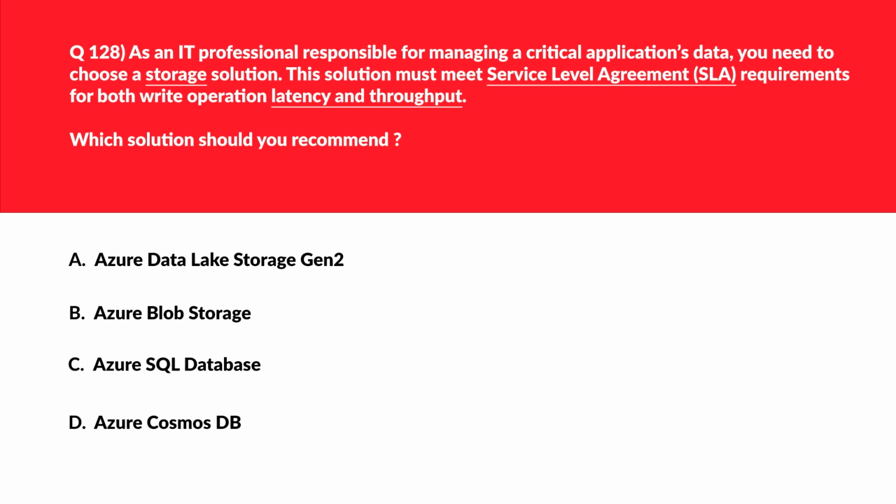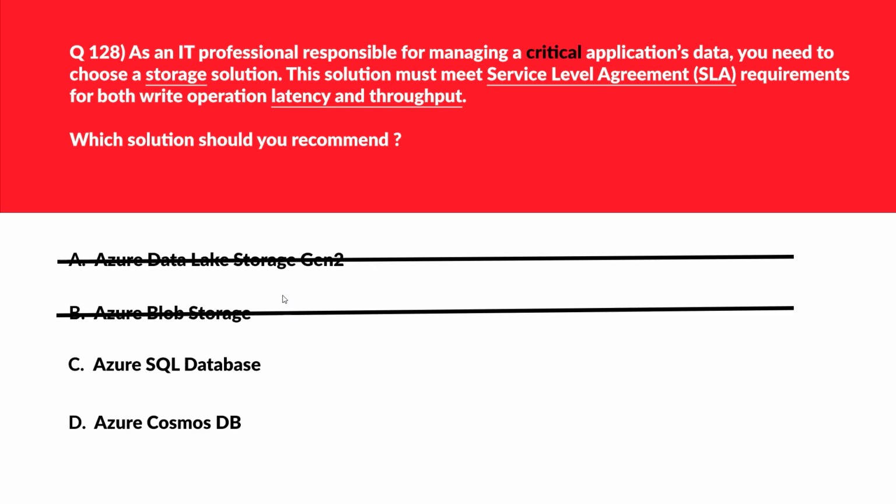Okay, this is about SLA, that is Service Level Agreement. We'll first look at options A and B. A says Azure Data Lake Storage Gen 2, B says Azure Blob Storage. Azure Data Lake Storage Gen 2 and Azure Blob Storage don't guarantee low latency writes or throughput service level agreement SLA. Hence incorrect choice. Let's move to option C.